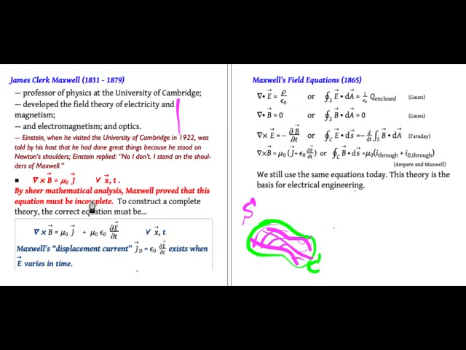Maxwell was a talented mathematician, and he could write the equations and recognize that they didn't agree with each other. So he said, well, all right, in order to construct a complete theory, the correct equation must be, or maybe I should say could be, curl of B is mu naught J plus mu naught epsilon naught dE dt. So in other words, he added something in addition to the electric current, epsilon naught dE dt.